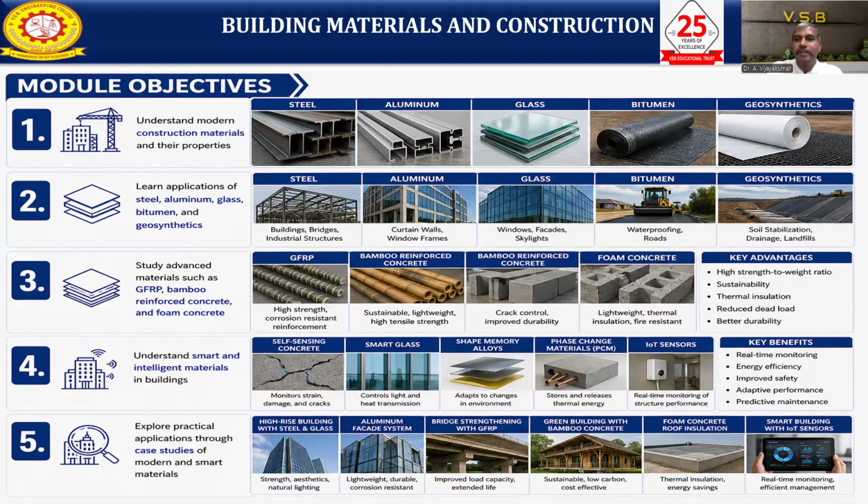Then students need to learn the practical application. For the materials mentioned above, students need to understand properly where they can be used. Suppose we take steel: we can use steel in buildings, bridges, industrial structures, or normal reinforced concrete structures. We need to understand all that. Aluminium can be used in curtain walls or window frames. Like that, for each and every modern material, we should know the practical application.